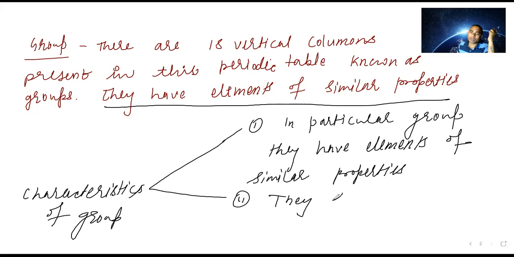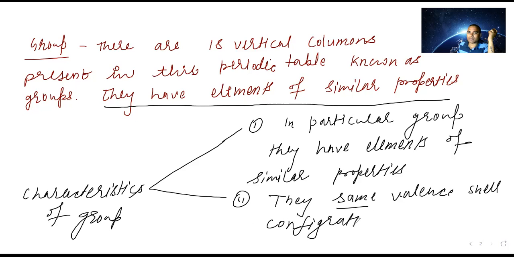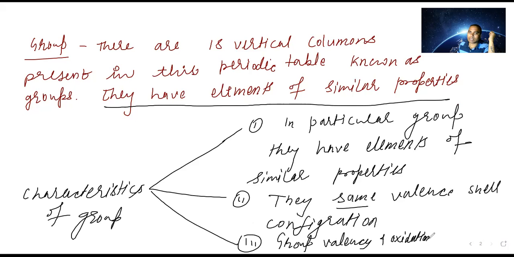If I ask you the second one, they are saying they have the same valence shell configuration, not similar, same valence shell configuration. Third one, group valency and oxidation number are the same for all elements. This is the point that you need to keep in mind.